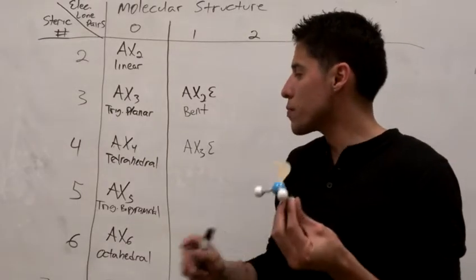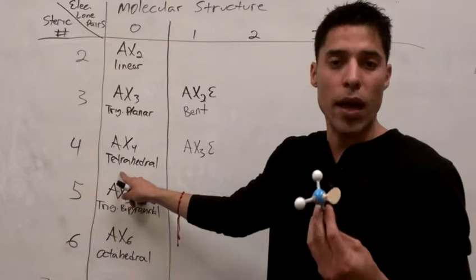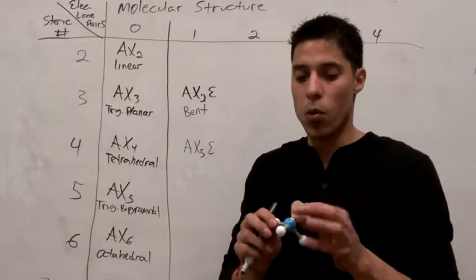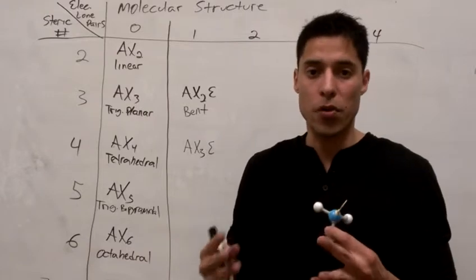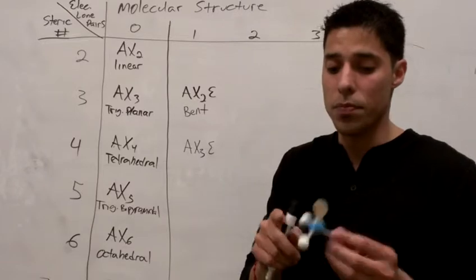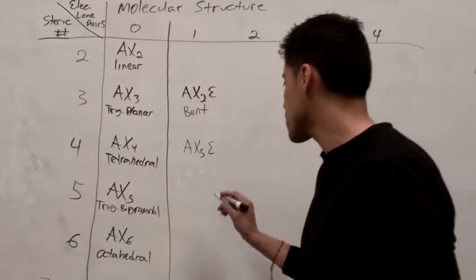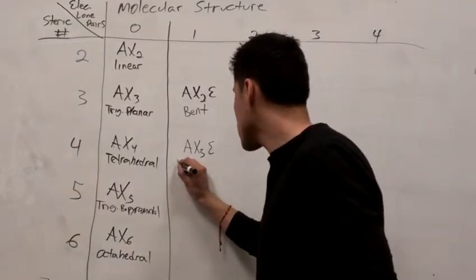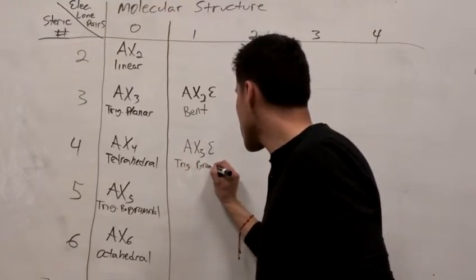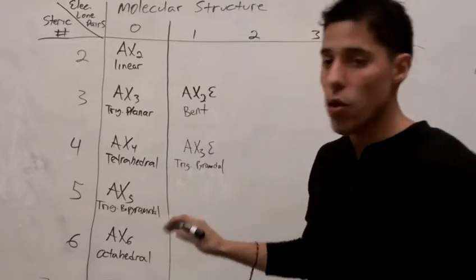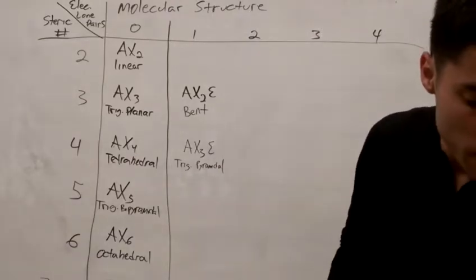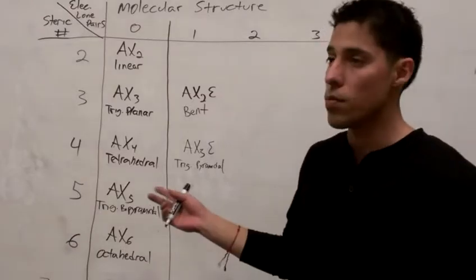Again, the bond angle here, instead of being the regular 109.5 degree bond angle of a tetrahedral, for every electron lone pair, we're going to take away about 2 to 3 degrees. So here, we're going to have about a 107 degree bond angle for a molecule like this. Alright, so AX3E1 configuration, trigonal pyramidal geometric shape.